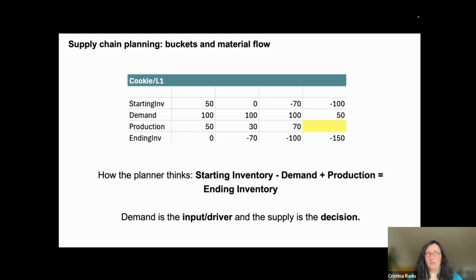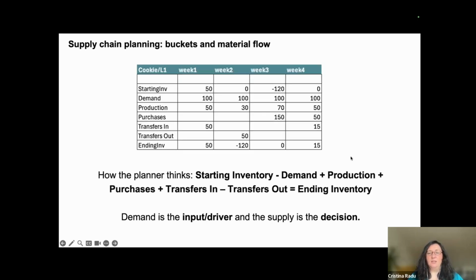The demand is what you start from. The demand is the first thing you check when there is a problem. And then the production, the supply, is the decision. And here is a slightly more advanced planning view, where I also added the purchases, as I said.